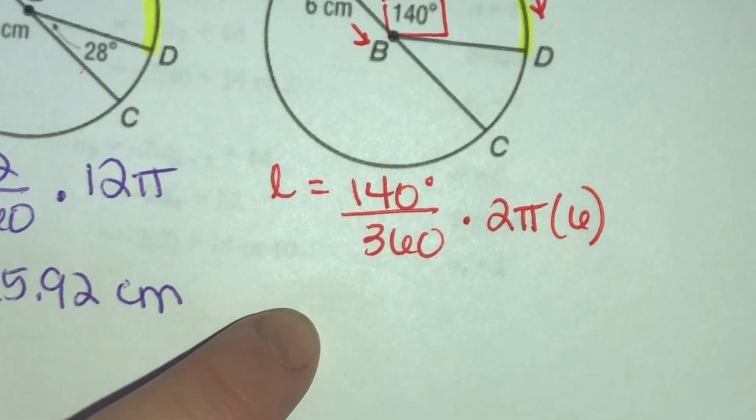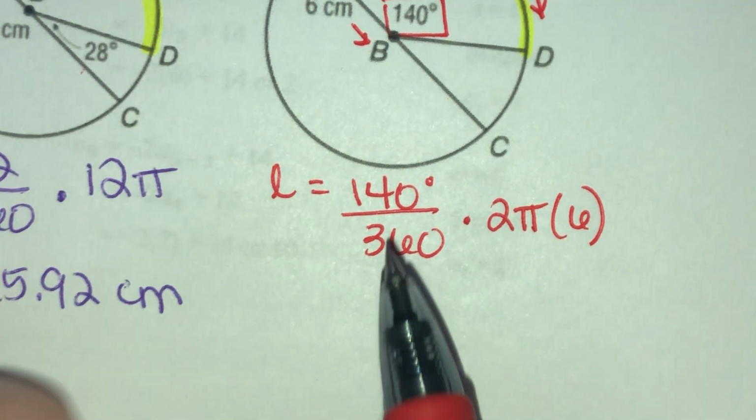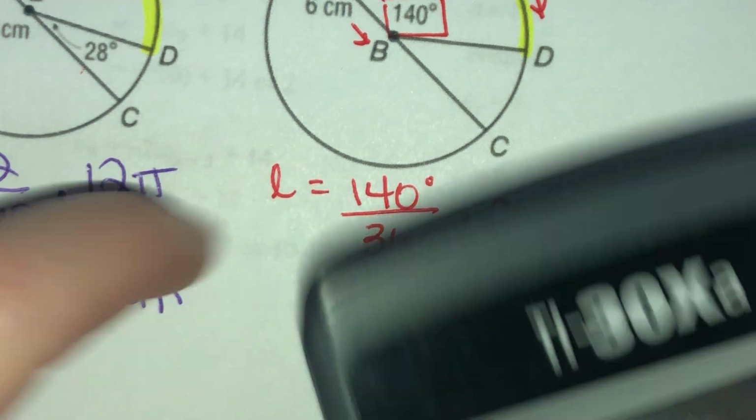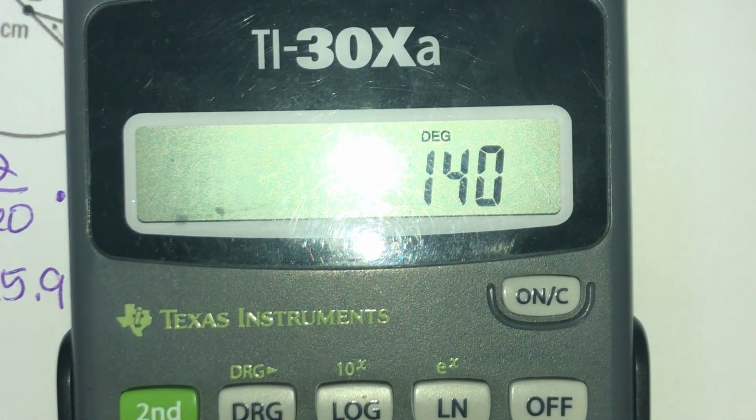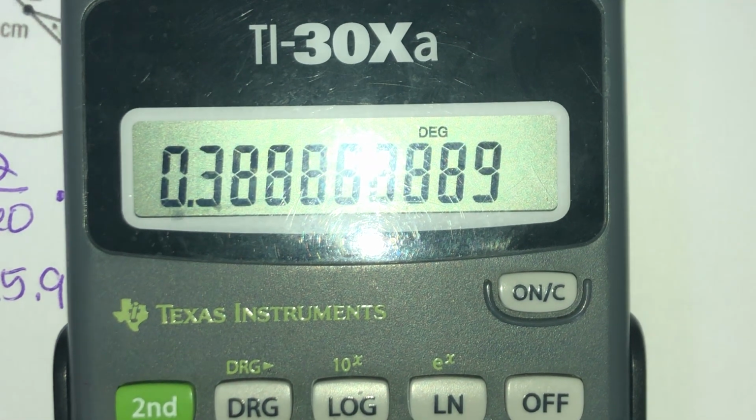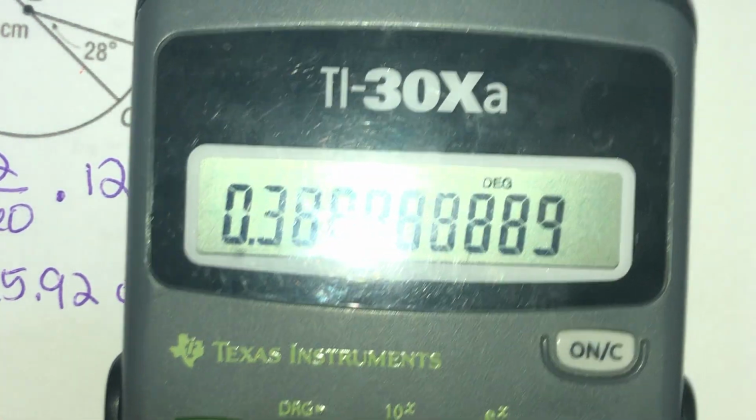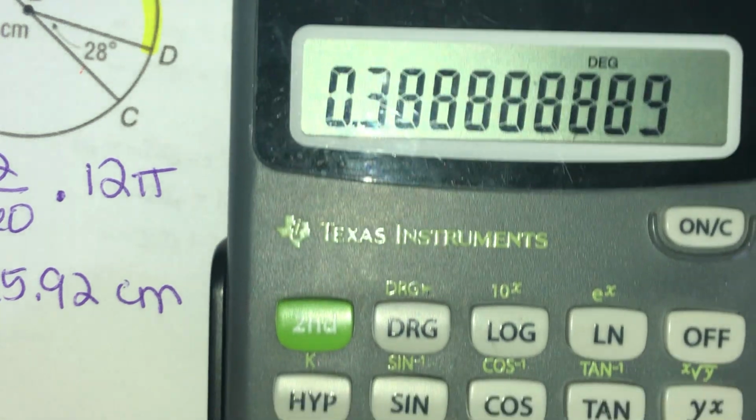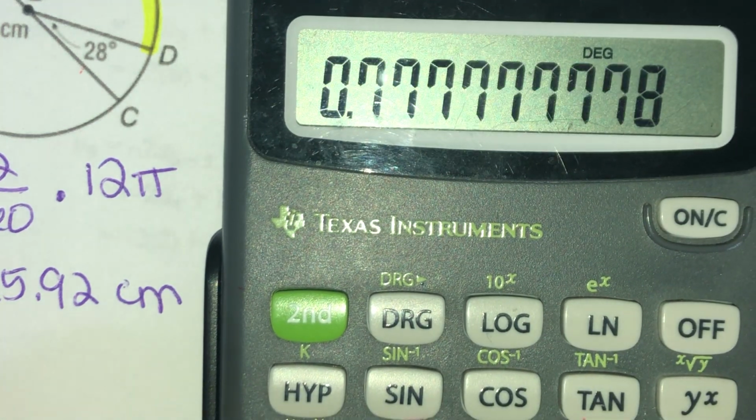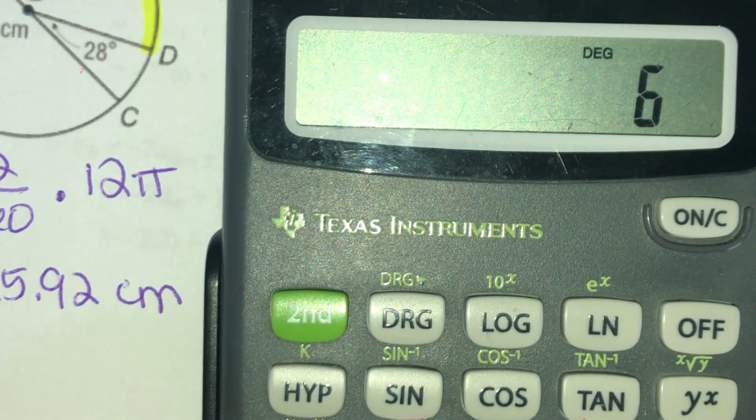Okay, so now I can start simplifying. I'm going to start by dividing. I'm just going to go in order. So 140 divided by 360. That times 2 times pi times 6. Oops, you can't see because of the glare. Times 2 times pi times 6.